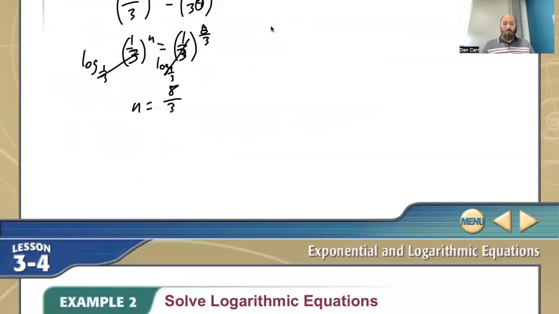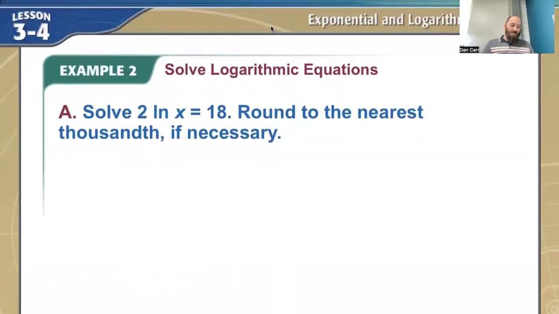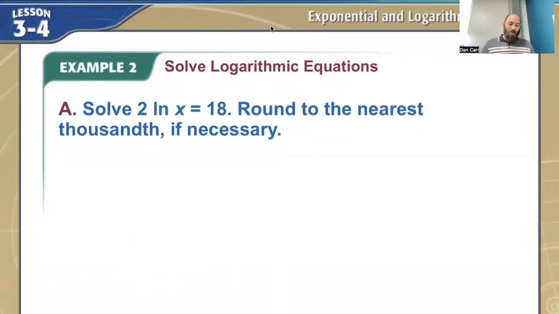All right. Logarithmic equations, we've done some of these here. The idea is that we're going to use our properties to undo certain steps, and we're using the inverse idea. So the first thing when I look at this one, we're rounding to the nearest thousandth. The first thing I want to do is turn the 2 up here. So this will be natural log of x squared is equal to 18. Remember what natural log is: log base e.